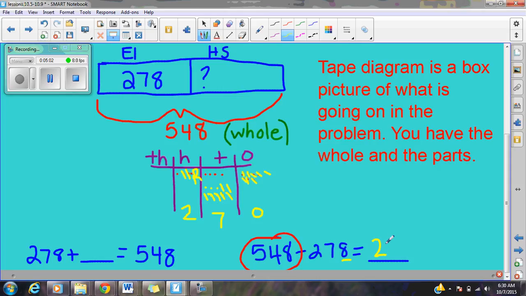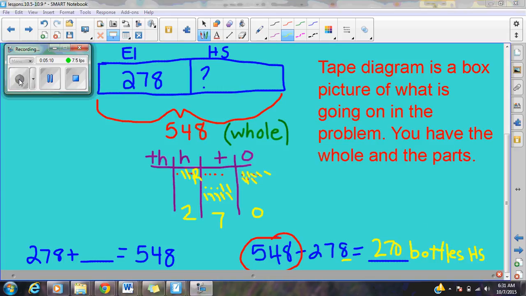So that's what I'm going to put on the line. How many bottles did the high school collect? What is the answer? 270 bottles. So as you can see, I labeled it 270 bottles, and I put HS for high school. So that's something you can fill in here, and you have solved it.